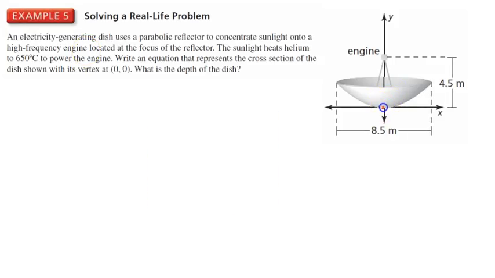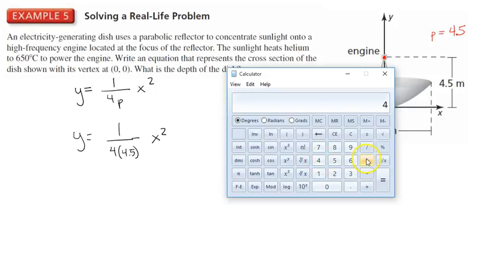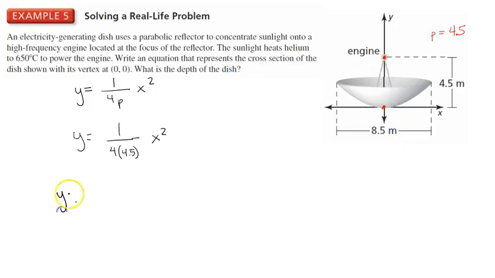Deep dish. So from the vertex up to the focus is our p. So p equals 4.5. This opens up and down, so it's y equals, we're at the origin, so this is just going to be 1 over 4p x squared, where p is 4.5. 1 over 4 times 4.5 times x squared. 4 times 4.5 is 18. So we get y equals 1/18 x squared. That answers the first part of the question.